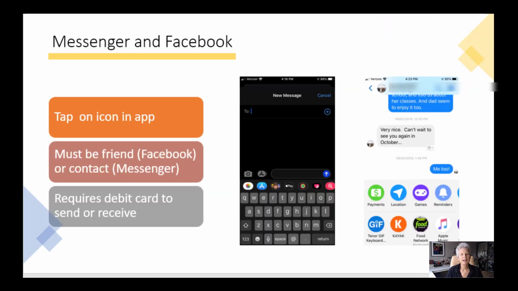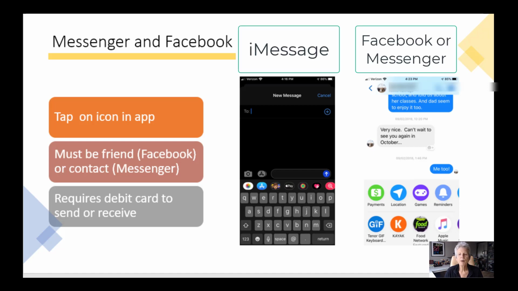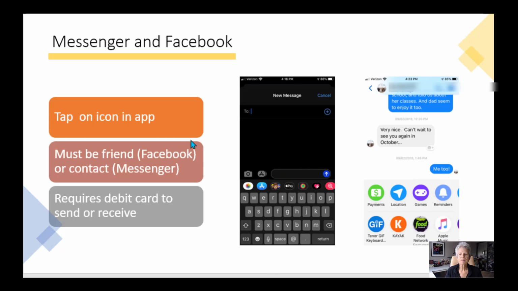Another option is using your phone, the Messenger app or the Facebook app. So on both of these, they offer the option to pay someone. You can see on the iPhone illustration on the left, there's a little thing that says pay. So you would just put your contact's name in the "to" field, and then you would hit pay, and then you would say how much you want to pay them. When they're ready to retrieve it, they would just click on that and the money would go into their account.